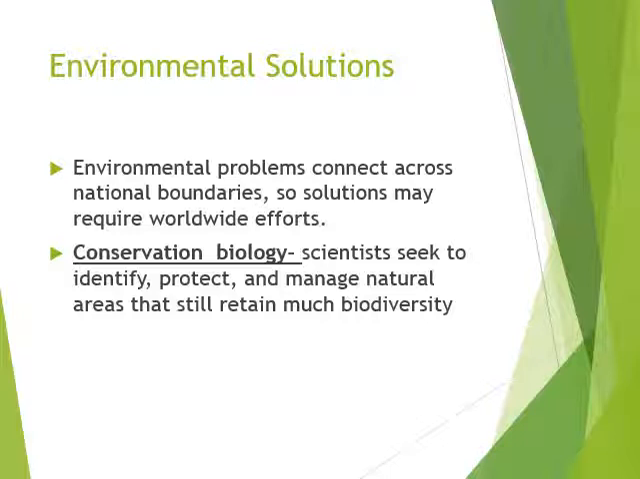Conservation biology is where scientists seek to identify, protect, and manage natural areas that still retain much biodiversity. For example, in the wetlands in Florida and Louisiana, there's lots of conservation biology happening. Scientists are working to figure out how we can best protect those areas that are so important for bird migrations and fragile organisms, and important for humans because they help with flood control. There are laws that come into play with conservation biology. One of the most famous is the Endangered Species Act, making sure that we're not wiping out different species off the face of the planet, even though it seems to be happening now with the way that the world is changing. So conservation biology is really important and something we're going to be hearing a lot about in our future.